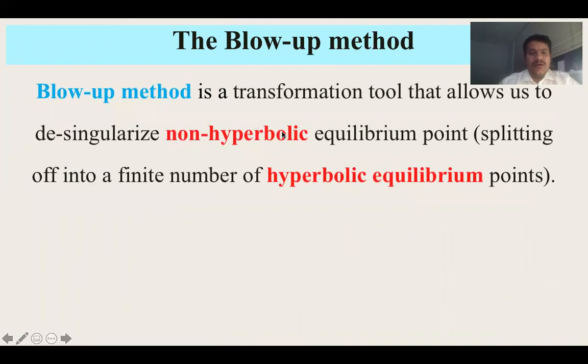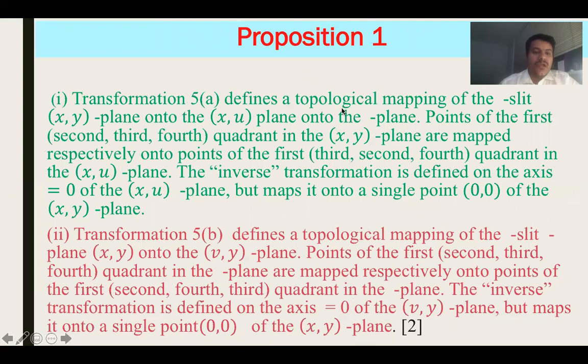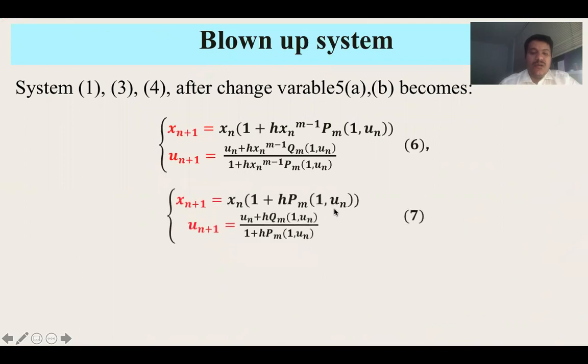The blow-up method is a transformation tool that allows us to desingularize non-hyperbolic equilibrium points into hyperbolic equilibrium points by using the change of variables y_n equals u_n x_n and x_n equals v_n y_n. This proposition shows us the transformation from the xy plane onto the xu plane by using the change of variable y_n equals x_n u_n. Also, by using the other change of variable x_n equals v_n y_n, we can transfer from the xy plane onto the vy plane.